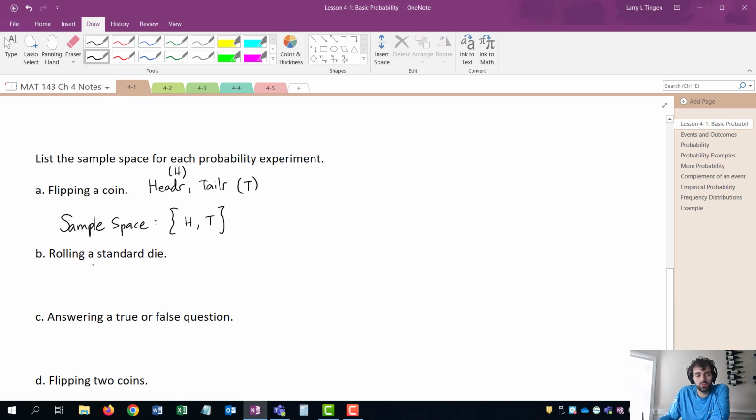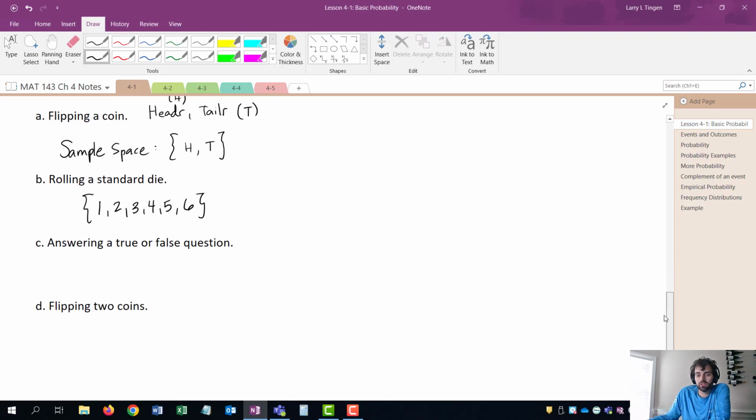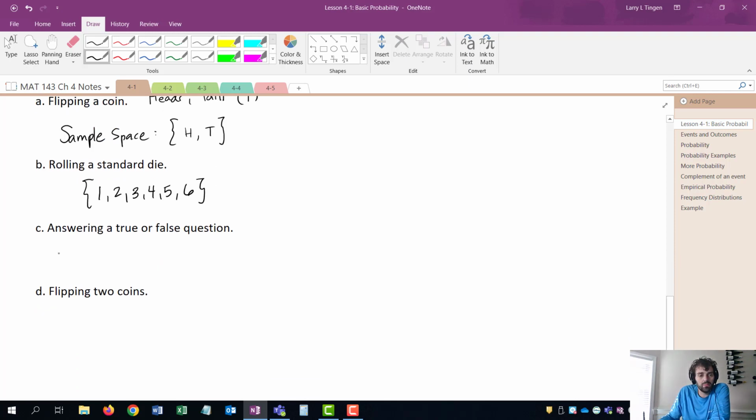Next, rolling a standard die. Okay, so we're going with a standard 6-sided die. So you can come up with 1, 2, 3, 4, 5, or 6. Those are all the possible outcomes, and they are listed in my sample space. Next, answers for a true or false question. Well, it could be true, it could be false.